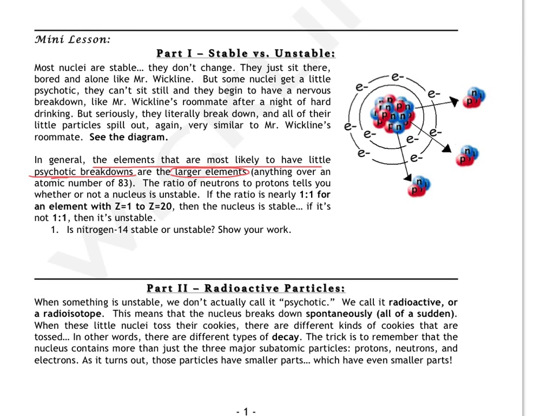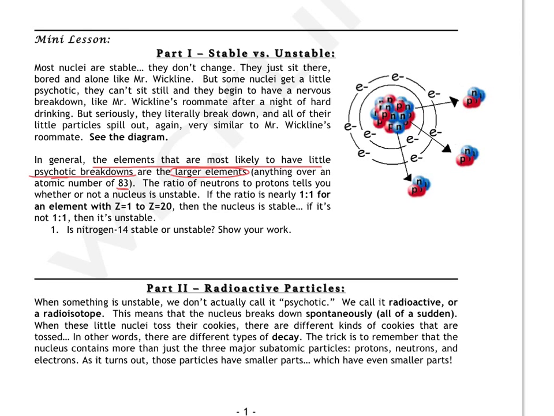Now, if you're wondering how you can define large, you should be thinking anything over an atomic number of 83. So I believe that means that bismuth would be the last element that's not radioactive.